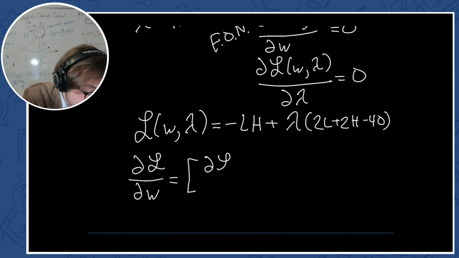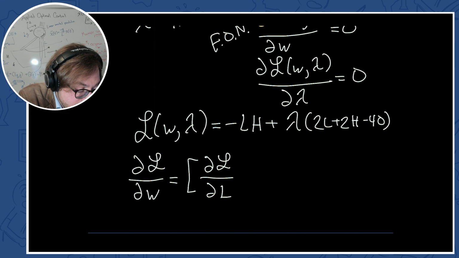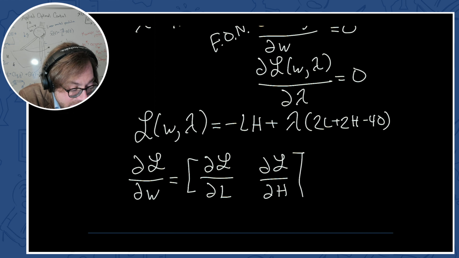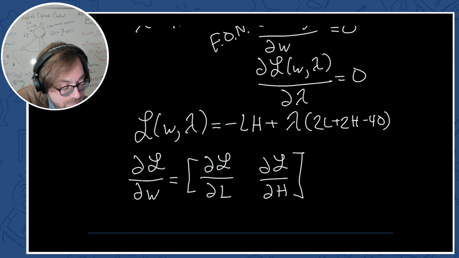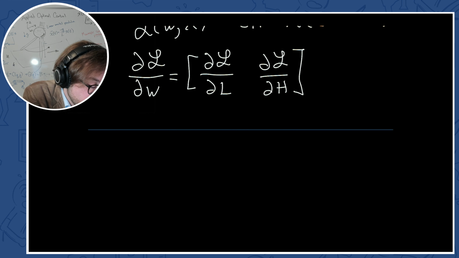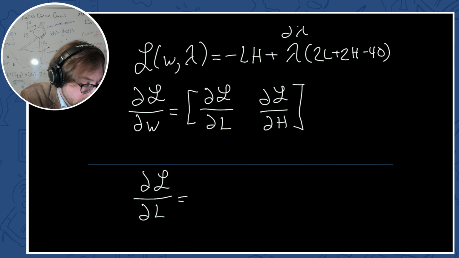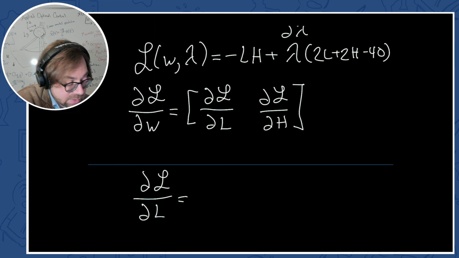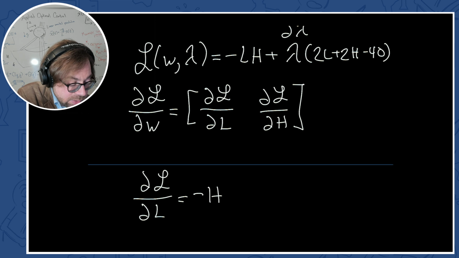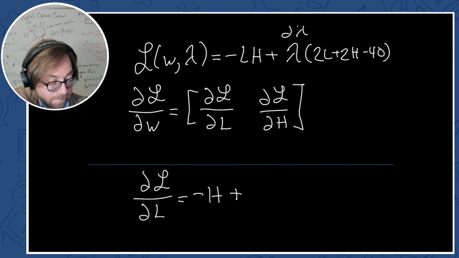Where this is going to be partial lambda partial length. Then you have your partial lambda partial height as your second entry. Okay? So partial L, partial Lagrangian, partial L, it's going to be minus H, so that's a constant, minus H, plus, here's an L. Oh, that's going to be a constant.